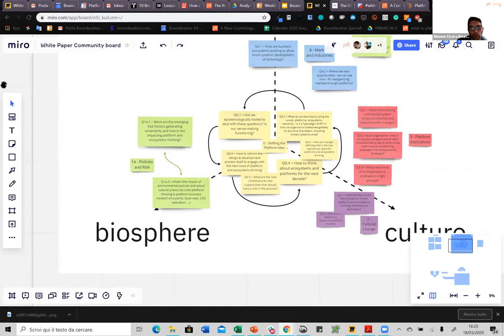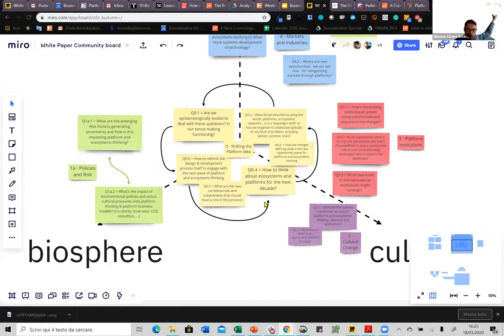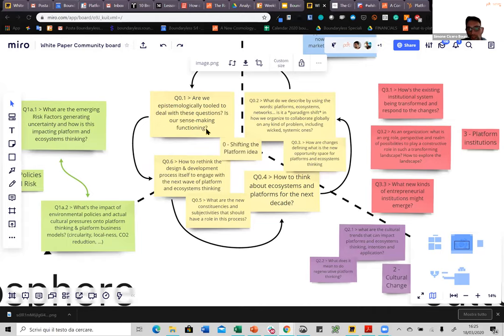If we start from the core of the questions and the core of the research areas, we have this central area called shifting the platform idea. The big question related to this idea is how we define and perceive this thing that we describe with the words platforms and ecosystems. We use platforms and ecosystems to describe something, but what are we talking about for real? How is this platform idea reshaping and evolving itself? Everything started by talking about Airbnbs and Ubers and these new direct-to-consumer companies.